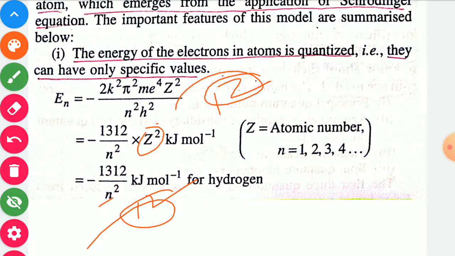If we take the value of n equal to 1, then the energy of the electron present in hydrogen with respect to the first cell will be minus 1312 kilojoule per mole. But the n value may be 2, 3, 4, therefore n is taken in the equation.